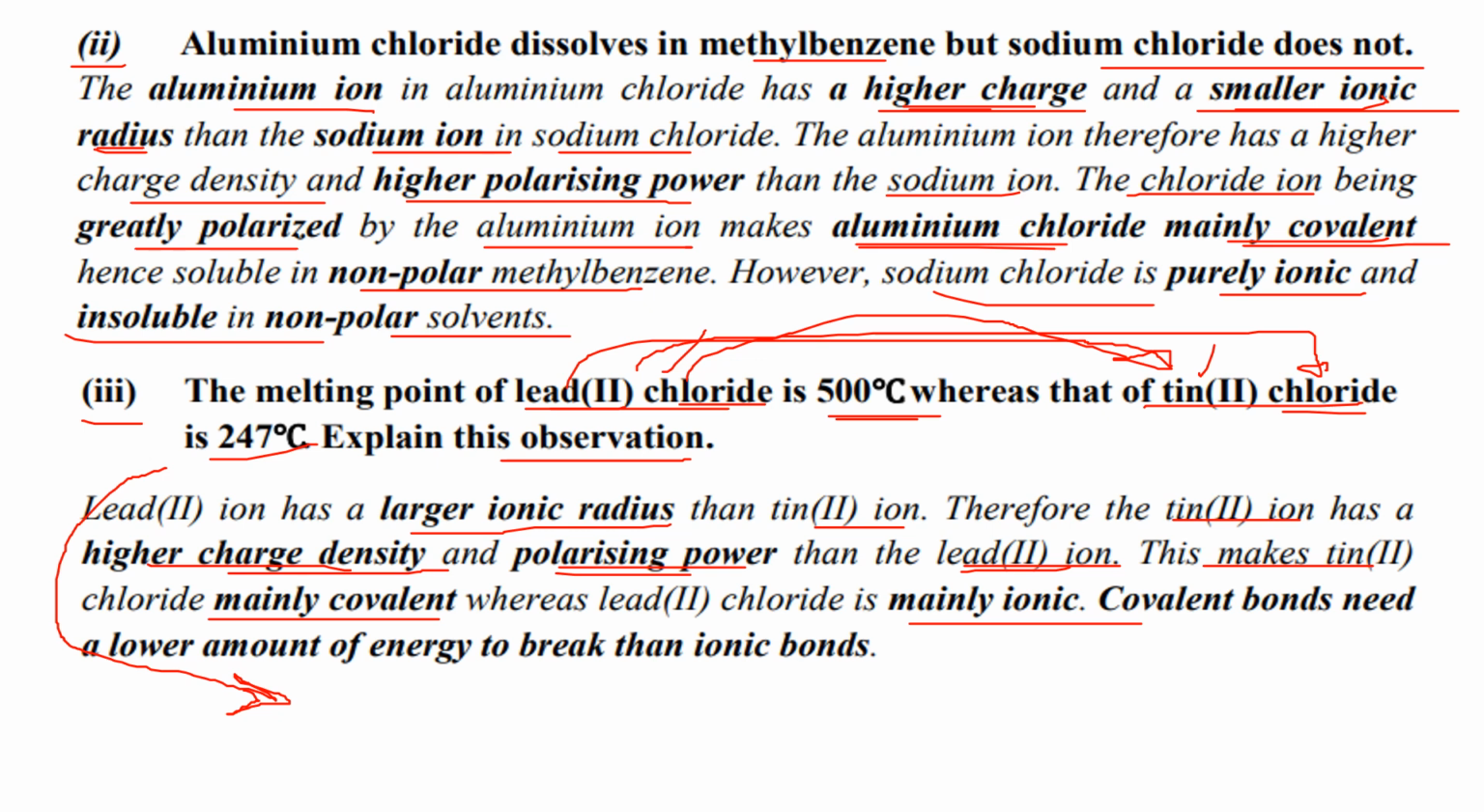And since tin-2 chloride is mainly covalent, that means that it's going to have the lowest melting point, because covalent compounds or covalent bonds need a low amount of energy to be broken as compared to the ionic compounds which are going to be present in lead-2 chloride, because lead-2 chloride is mainly ionic because the lead-2 ion has a larger ionic radius, and hence it's going to have a lower charge density, and therefore we expect that lead-2 chloride is going to be mainly ionic with strong ionic bonds which require a very high amount of heat or energy to be broken.